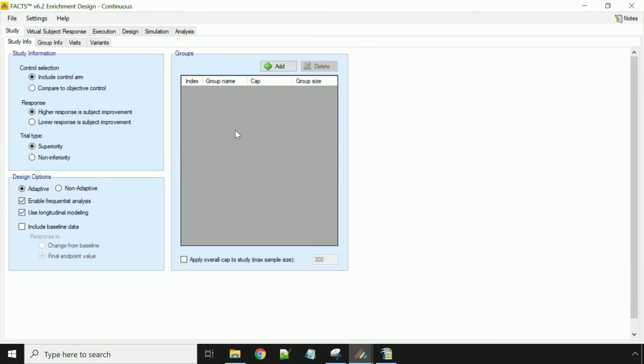And now we start, first of all, entering these aspects of the trial that we want to design before we get to the point where we actually design the statistical elements of the trial. So we have a control arm, a higher response is subject improvement. We're looking for superiority. It's going to be a non-adaptive trial, so we can hide some of the adaptive features. We're not going to use frequentist analysis, and we're not, at this point, going to use longitudinal modeling. We now have to enter the groups we want to simulate. So we've got these 5 groups.